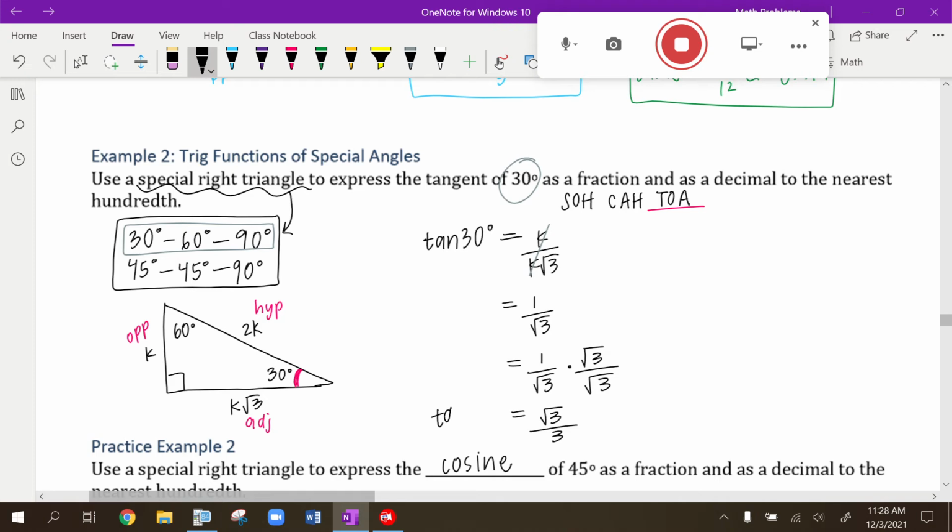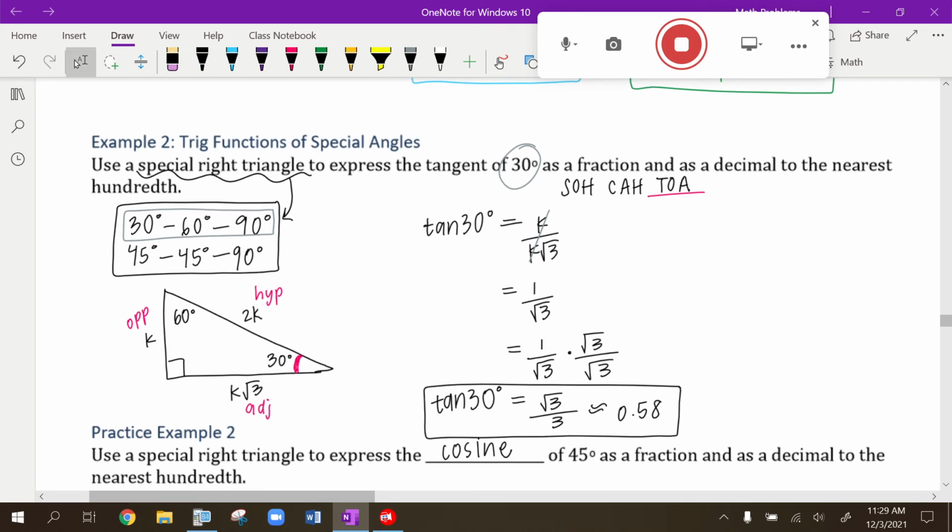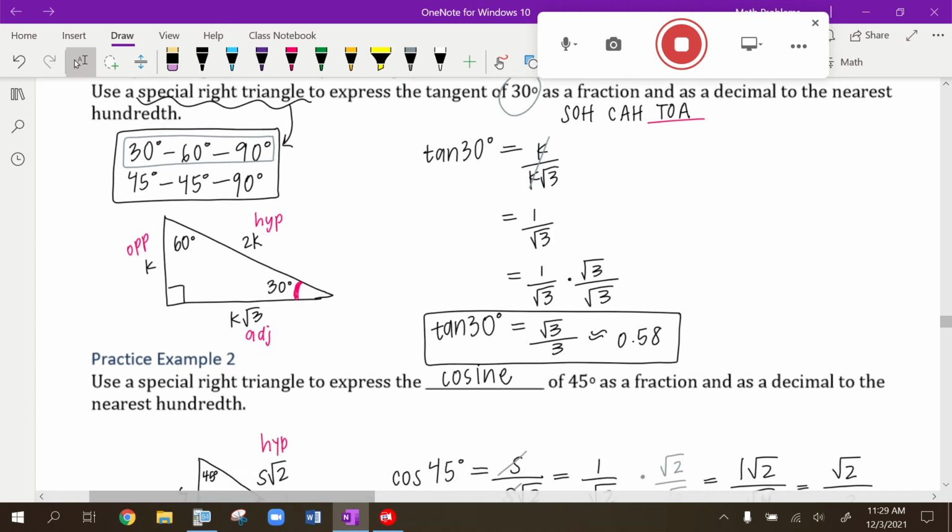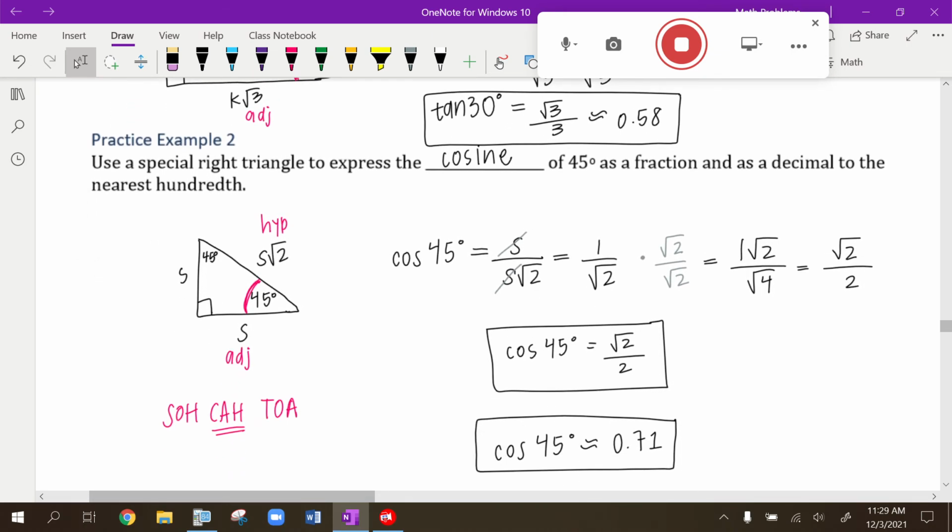So I know the tangent of 30 degrees is equal to square root 3 over 3. And it also said to write this as a fraction and as a decimal to the nearest hundredth. So I'll plug this into my calculator and find that it's equal to 0.58. I want you to try finding the cosine of 45 degrees below. Here's the correct answer.